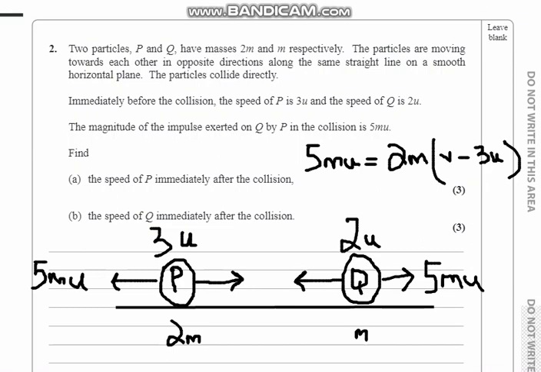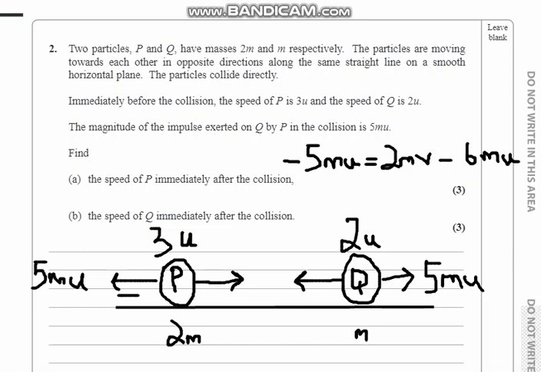Now I'll expand the bracket. One thing I forgot to mention is that the impulse on P is on the opposite side, which is here, you can see. So don't forget to add the minus sign. That's important. Always remember the signs, the negative and the positive ones, where to add them and their direction. So when I expand this bracket, I get minus 5mu equal to 2mv minus 6mu.